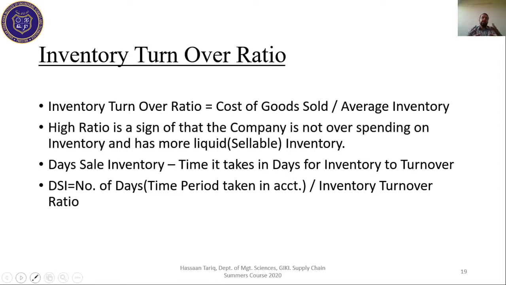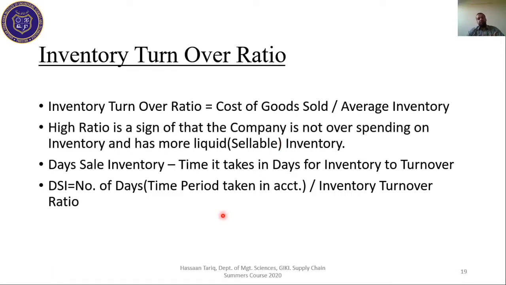That is one of an important sort of calculation that is really used in inventory management. So the inventory turnover ratio is basically cost of goods sold over your average inventory, right? The ratio is a sign that the company is not overspending on inventory and has more liquidatable inventory. A high inventory turnover ratio, simple as that, means that you are really able to sell your inventory at a rapid rate, whereas a low inventory turnover ratio states that the inventory is not really being sold at a high pace, right?